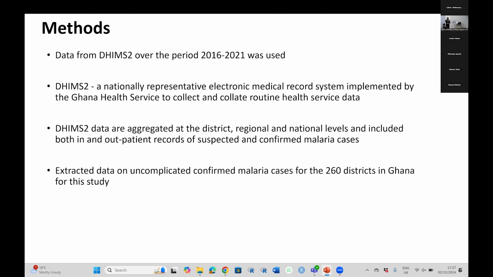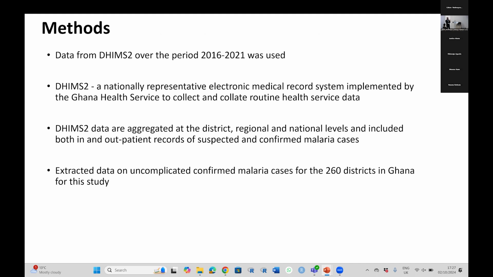Okay, so here there's a routine surveillance data in Ghana, which we call DHIMS2. It's a nationally representative data, and other countries are also using the same. That is the District Health Information Management System. And this provides robust and very reliable data, which is based on routine surveillance. And normally it's aggregated at the district level every month, but because of the nature of the work we're going to do, I aggregated the data to form yearly data rather than monthly data.